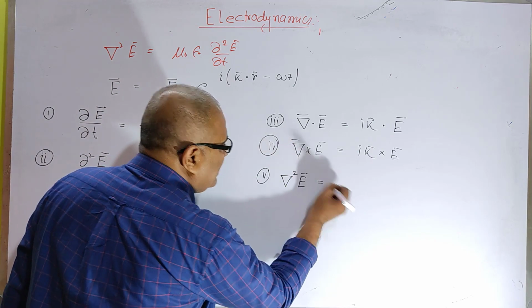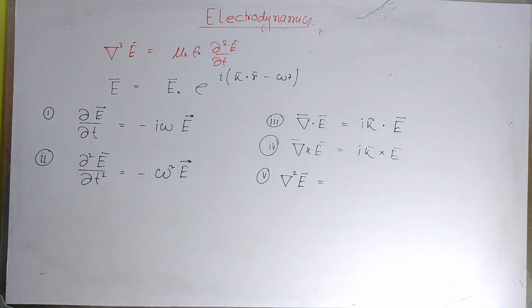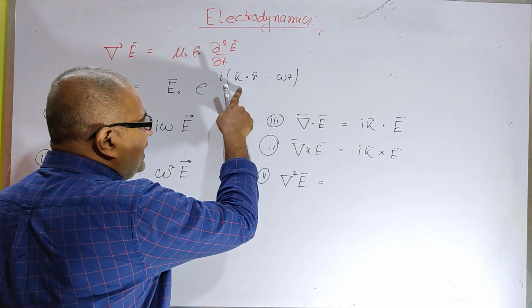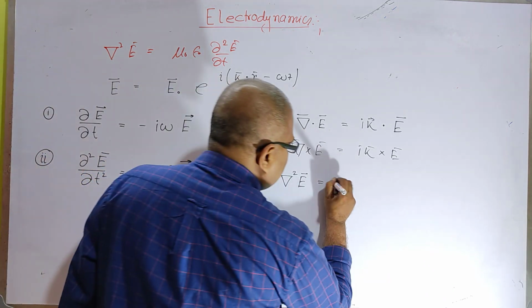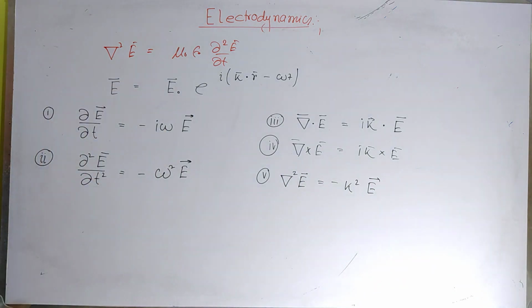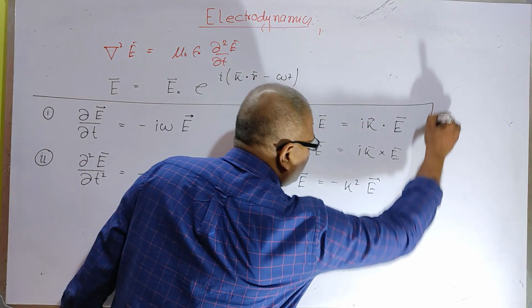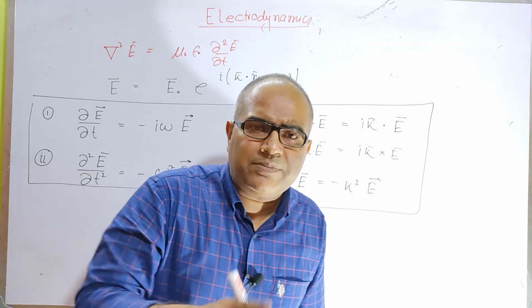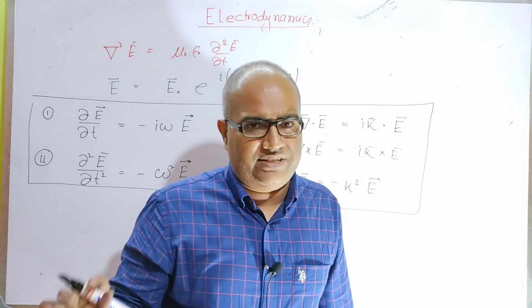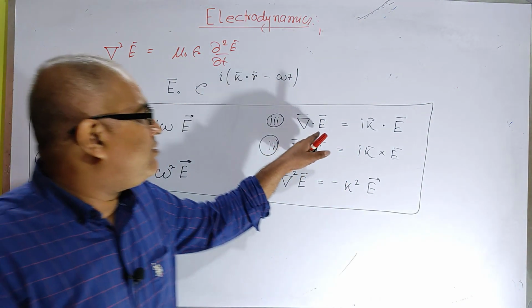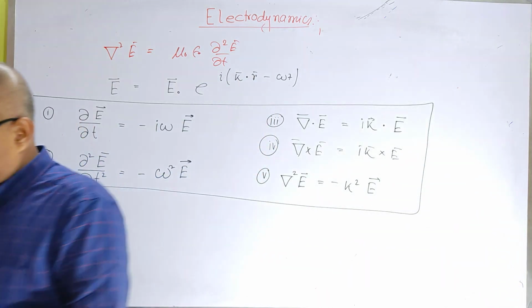And 5, del square E. This term will give you del square E. Okay, ik comes twice, ik and ik, that is minus k square E. So pause this video and write it yourself, and also repeat the same technique for magnetic field. As the magnetic field has similar expressions, only replace E by H.